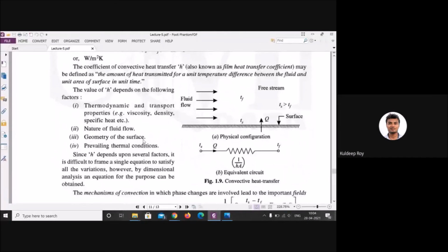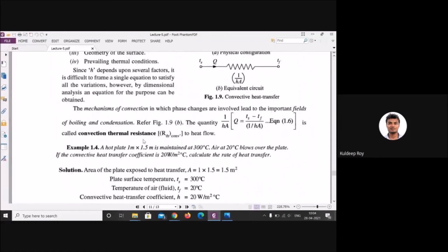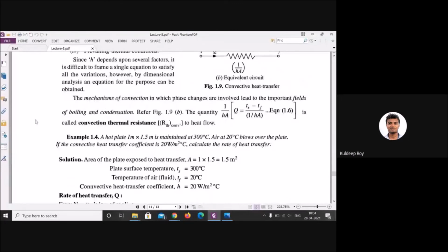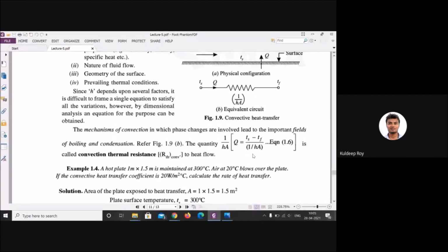Now we will solve one problem. Just give me the answer to this particular problem. A hot plate of area 1 meter multiplied by 1.5 meter is maintained at 300 degrees. Air at 20 degrees centigrade blows over the plate. If the convective heat transfer coefficient is 20 watt per meter square centigrade, calculate the rate of heat transfer. This is the formula. Just solve. Tell how much it will be.